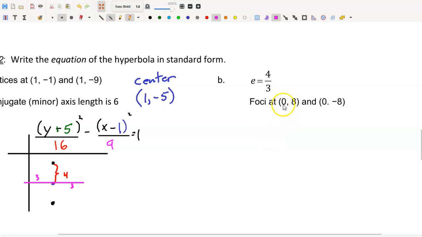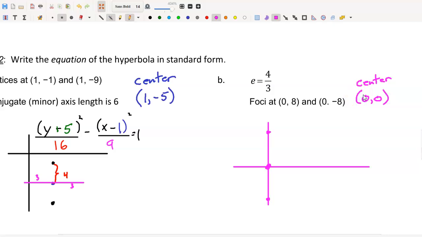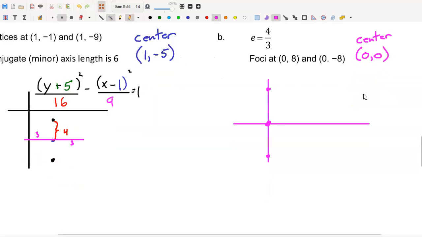So foci at 0, 8. So that's just 0, 8 and 0, negative 8. So that puts the center at 0, 0, right? Yeah, center's at 0, 0. And does this open up or down or left or right? Very good, up and down.